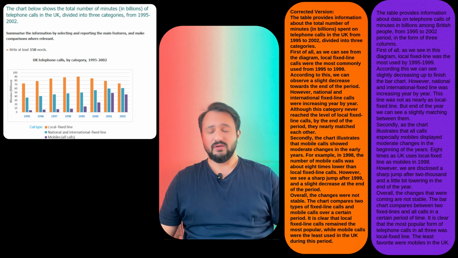So fourth one, use of not as nearly. So this sentence, this line was not as nearly as local fixed line. Interesting. Is unclear. The correct version is, directly we can say, this line didn't increase as much as the local fixed line. This comparison is clear and grammatically correct.